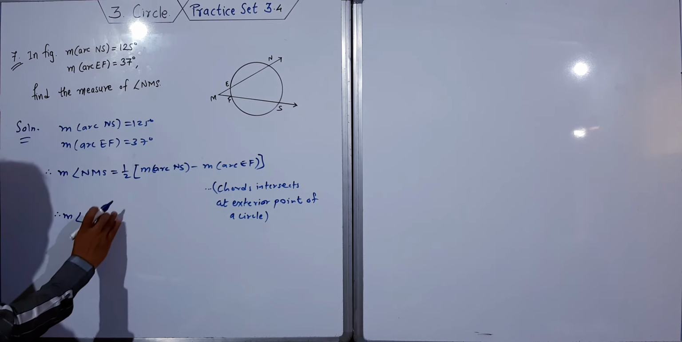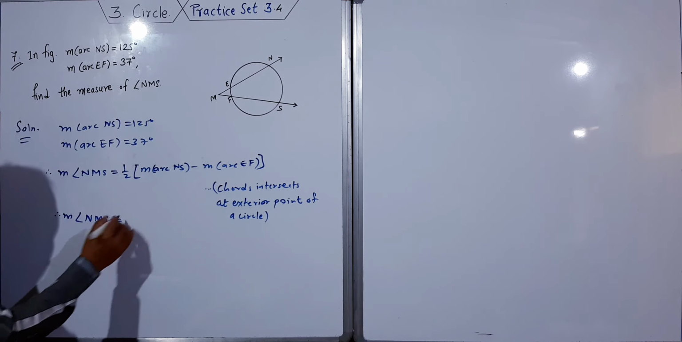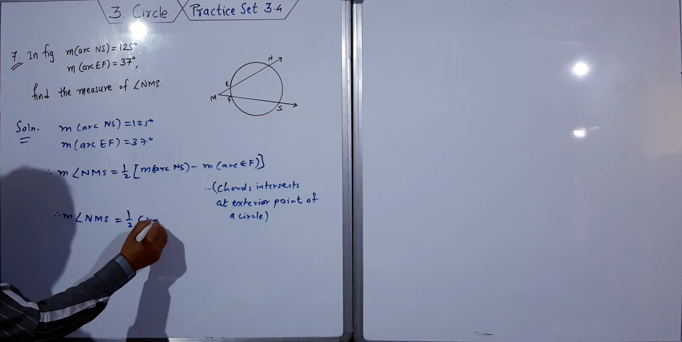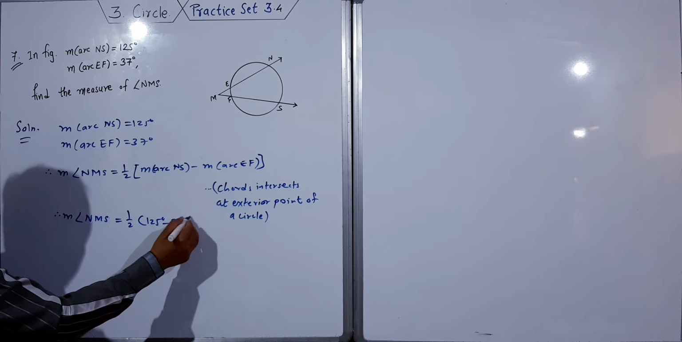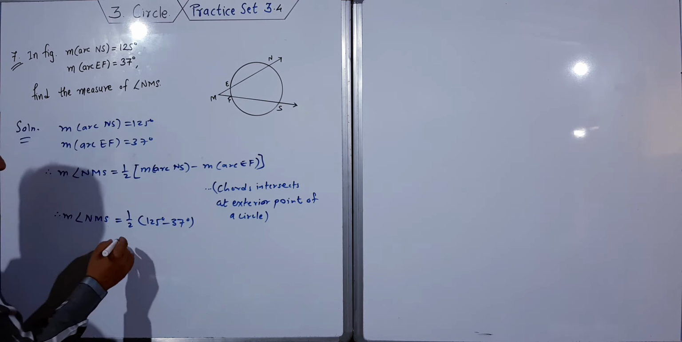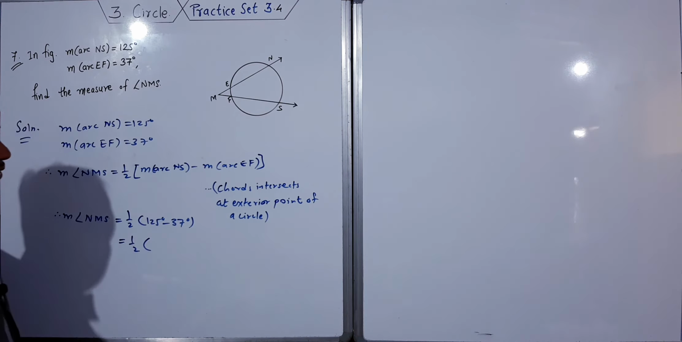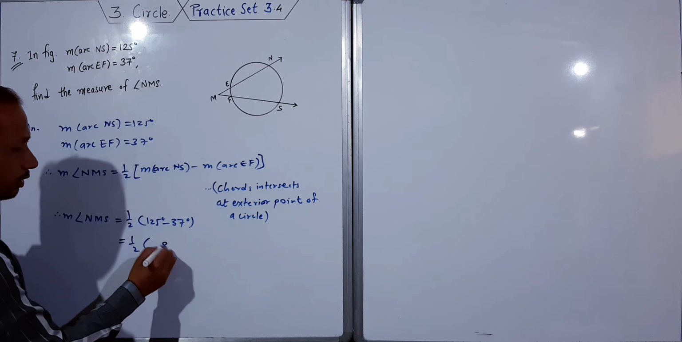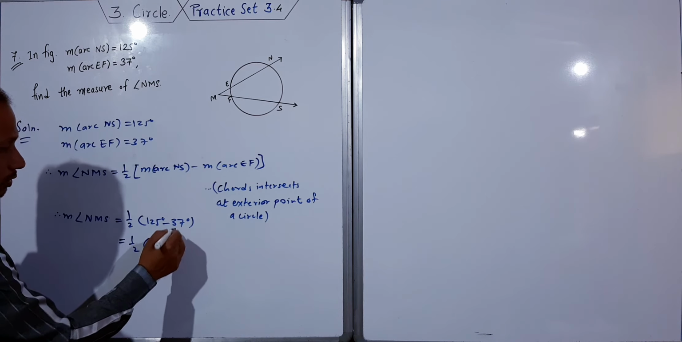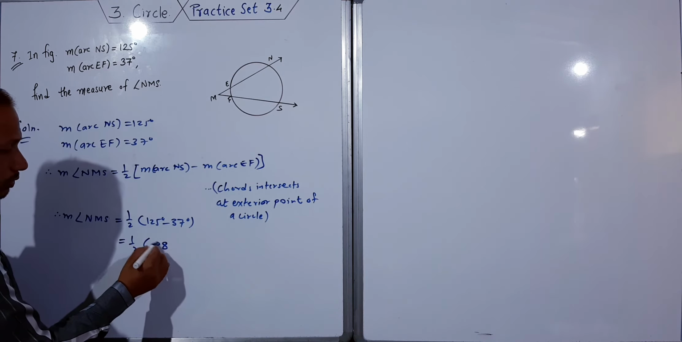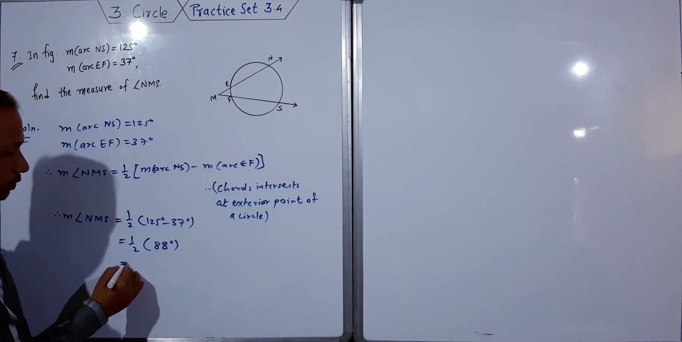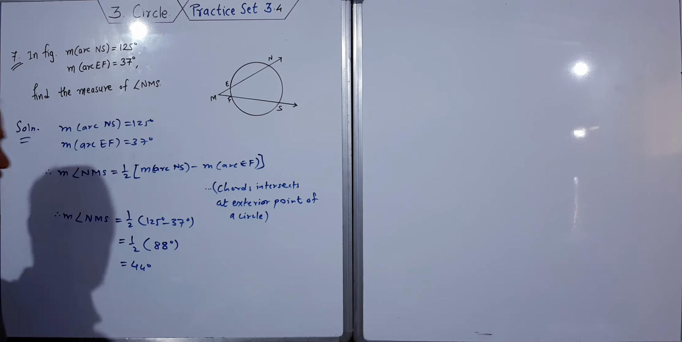is equal to 1/2 of 125 degree minus 37 degree. Just do the calculation. Whatever you get, you write it. 15 minus 7, I will get 8, carry 1 here, so I will get 8 again. This is 88, so I will get 44 degree. This is the solution.